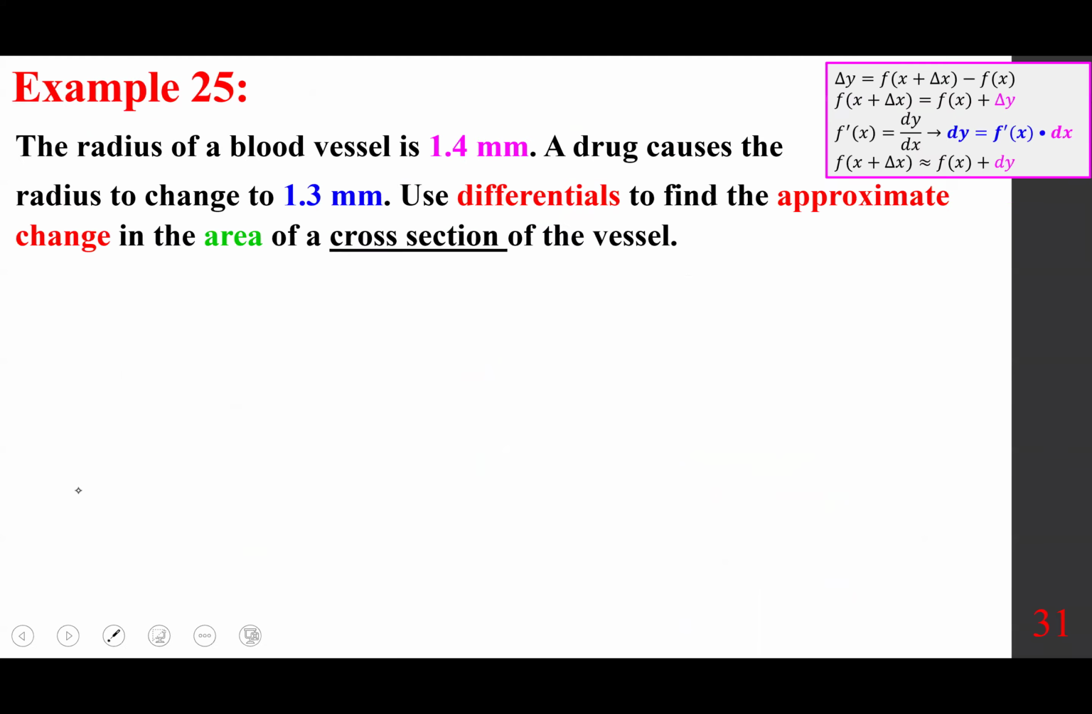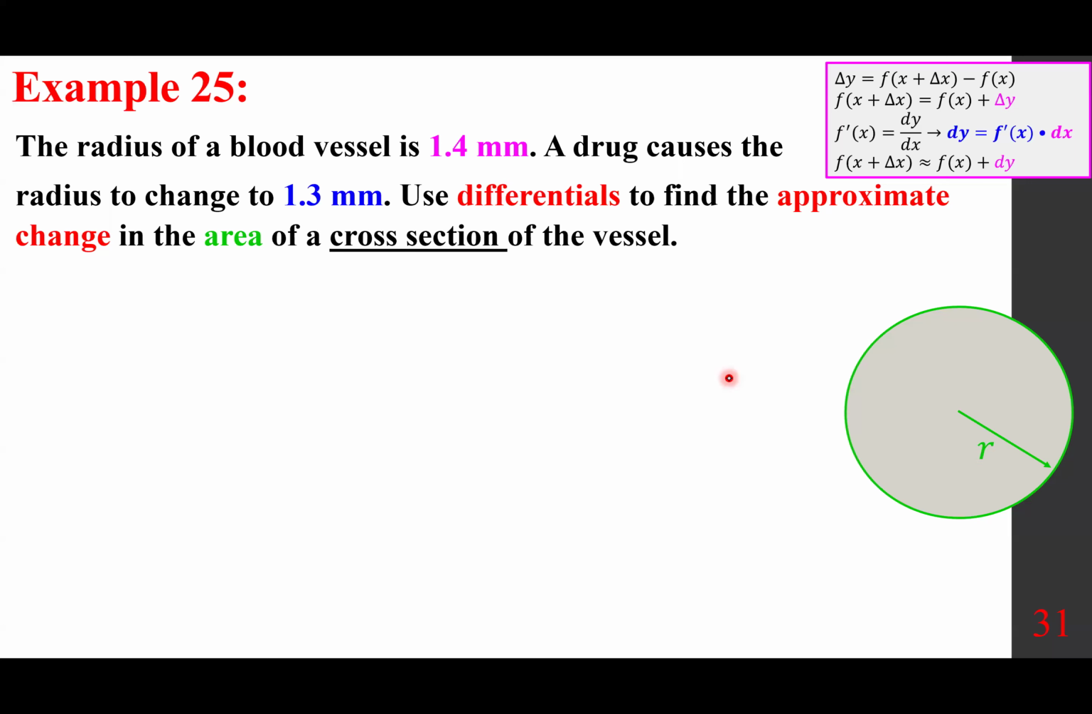The radius of a blood vessel is 1.4 millimeters. A drop causes the radius to change to 1.3 millimeters. It shrinks. Use differentials to find the approximate change in the area of a cross section of the vessel. So we have a cross section in a circular shape. It has some radius to begin with, r, which is of course 1.4. We know it to be 1.4.